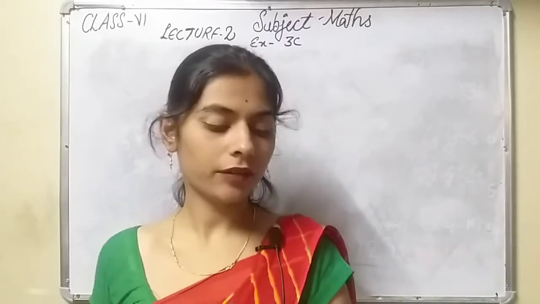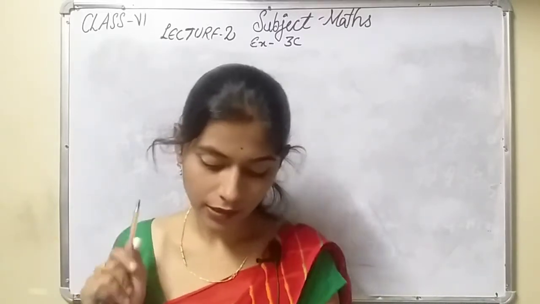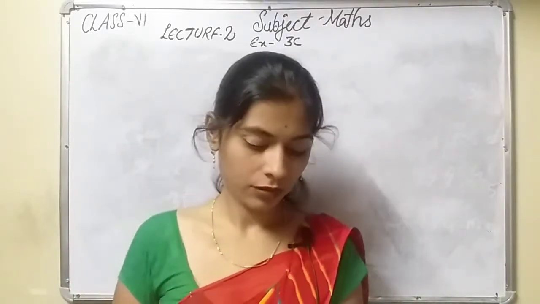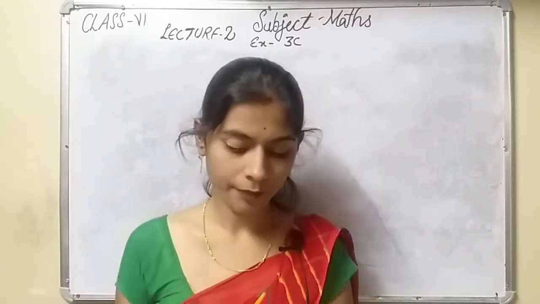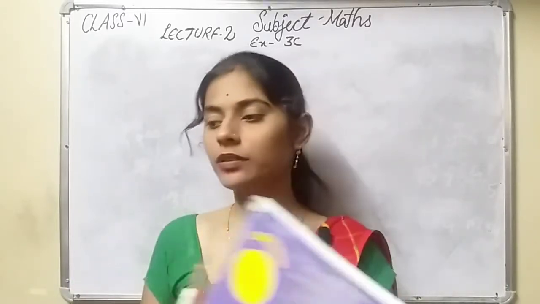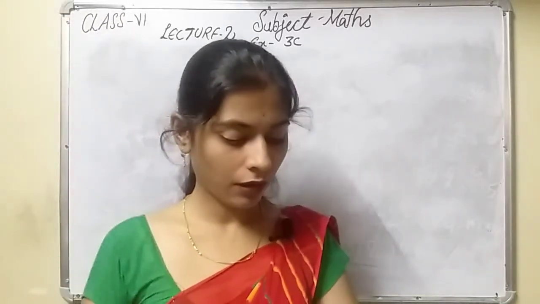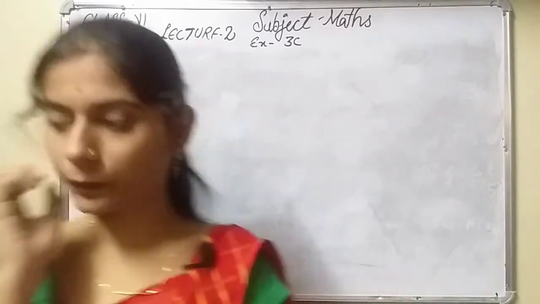See, we have started our new chapter, HCF and LCM. Exercise 3A we have completed in our previous video. Today we will start our next topic, common factors. So, we will do some examples. Example number 4. Find the common factors of 54 and 72.